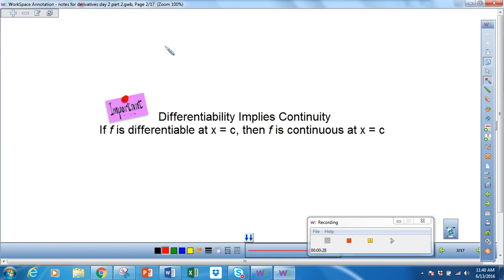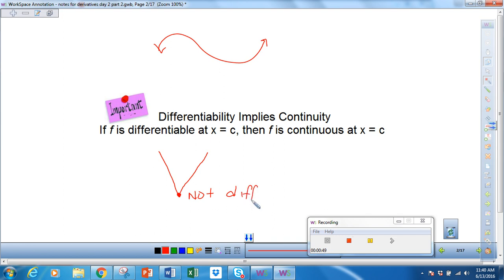If a function is differentiable, it is always continuous. So all differentiable functions are also continuous. But the converse of that does not apply. This is a continuous function, but it is not differentiable at this point. So just because it's continuous doesn't mean it's differentiable. However, if it's differentiable, it's continuous. So differentiability implies continuity, but the converse is not true. And that's really all we're saying about that today.